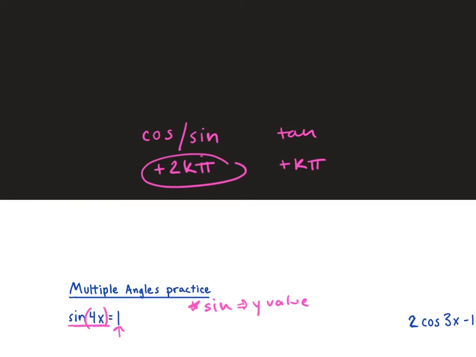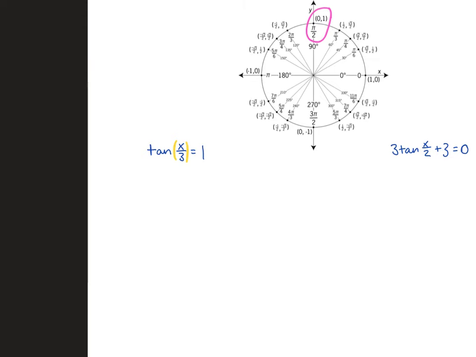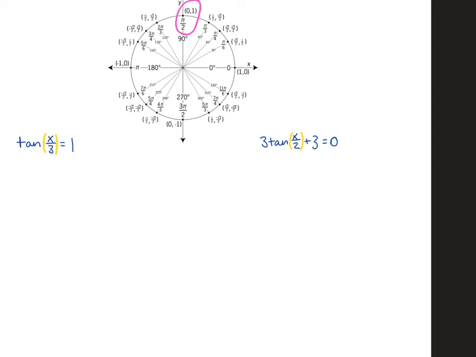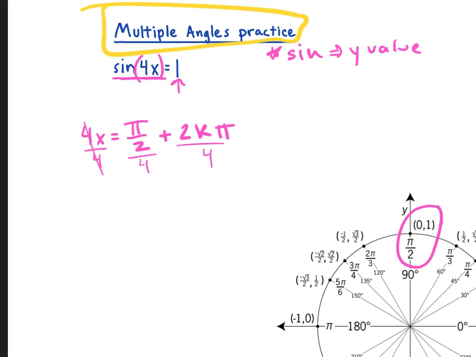So that's what I said in the beginning. Whenever we have multiple angles, like we have a 4x, a 3x here, an x divided by 3 and an x divided by 2, anytime we have something other than just x in our trig function, we have to add one of these at the top. If we had a problem with sine, we have to add this. And if we have a problem with tangent, we have to add this. But this is only for problems with multiple angles. So that's why we have to add the 2k pi.